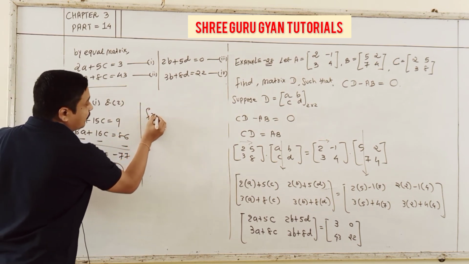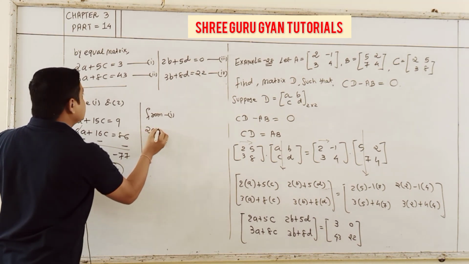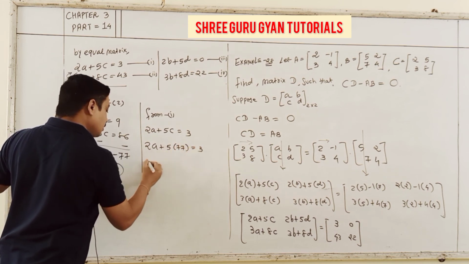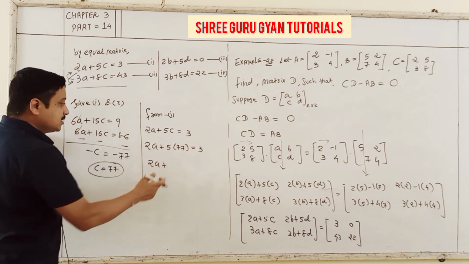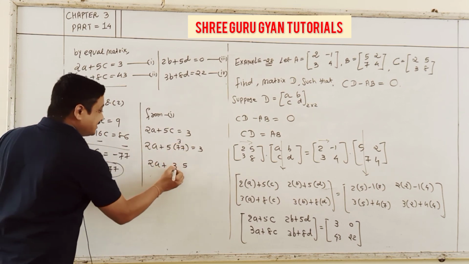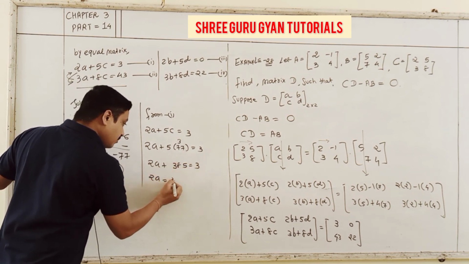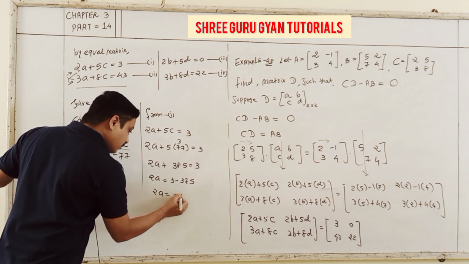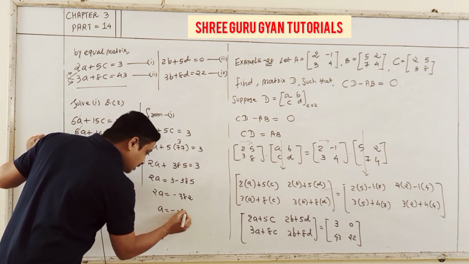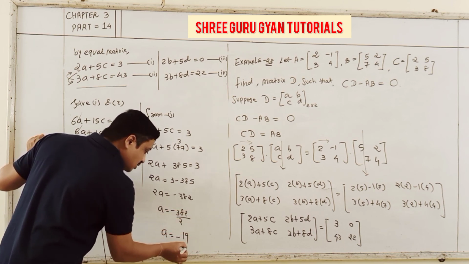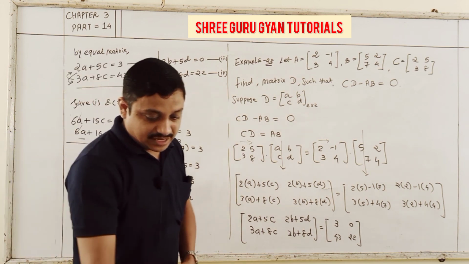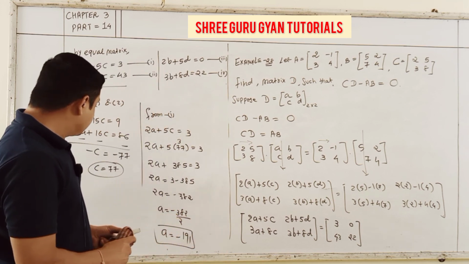So from statement 1, 2a plus 5c equals 3, and c is 77. 7 5s are 35, 385. So 2a equals 3 minus 385, which is minus 382. A becomes minus 382 by 2, and 19 2s are 38, so a becomes minus 191. Yes, a is minus 191 and c is 77.